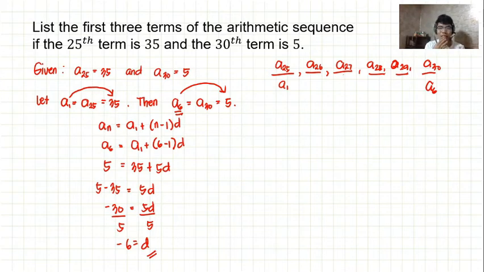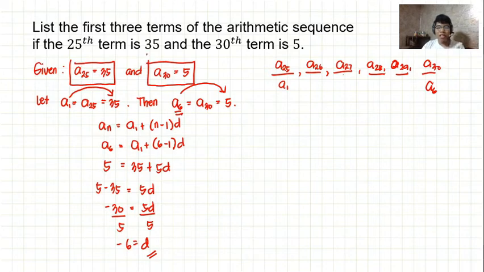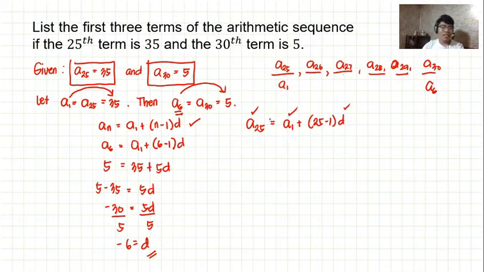So my problem is just the first term. So how will we solve for the first term? We can solve the first term using a sub 25 or a sub 30. Either of the two you can use. Okay? The same using this formula, a sub 25 I will use is just equal to a sub 1 plus 25 minus 1 times d, right? So from that, I have a sub 25. I have my d, which is negative 6. I can now solve for a sub 1, right?